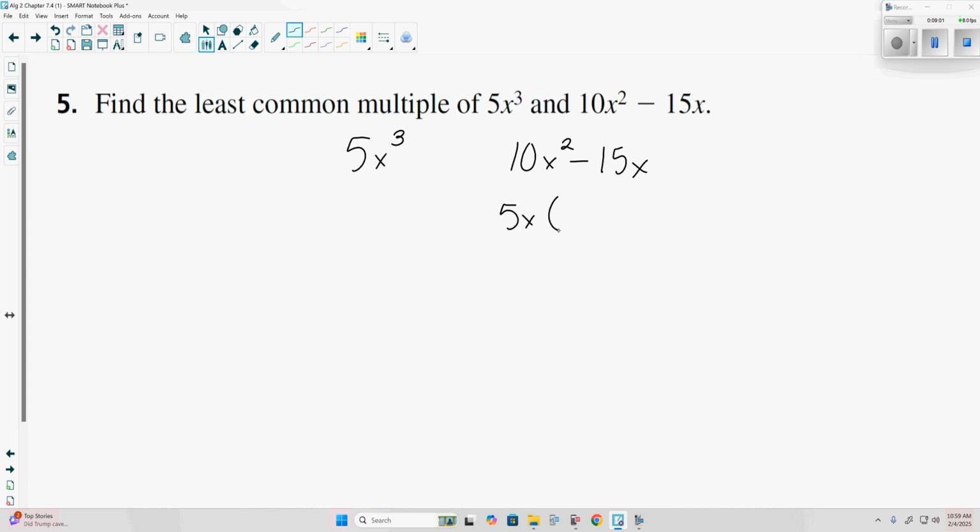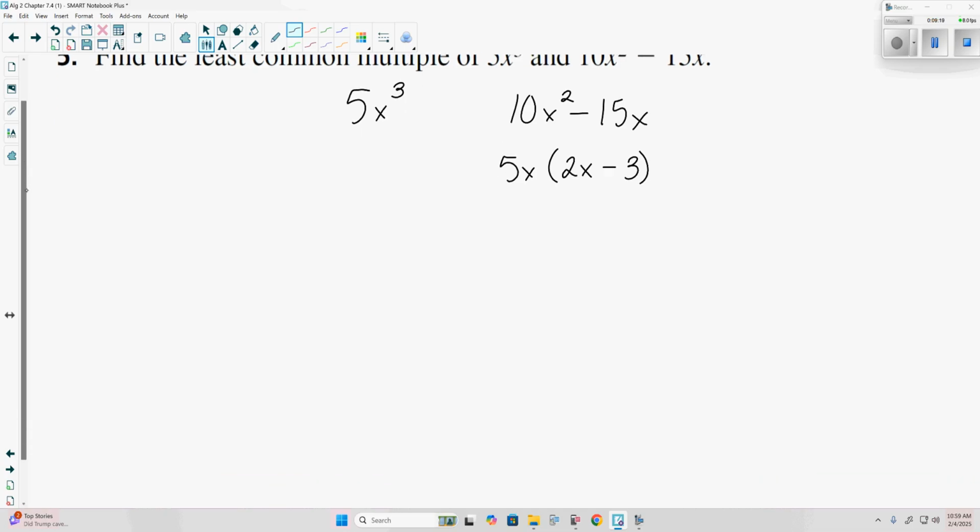Now, if we factor 5x out of 10x squared, we're left with 2x. We're dividing it. 10 divided by 5 is 2. X squared divided by x is x. 15 divided by 5 is 3. And the x factors out completely.